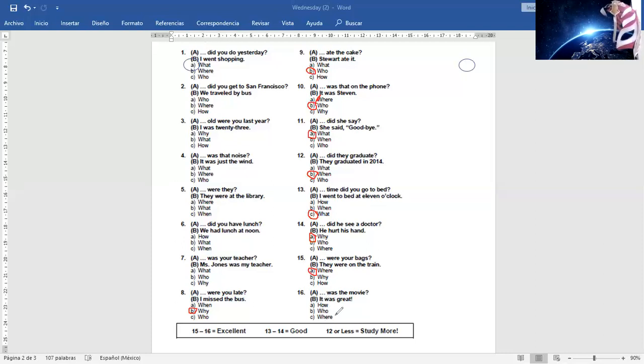And number 16: how, who, or where? According to the answer, it was great. It's how was the movie? ¿Cómo estuvo la película? It was great. Estuvo grandiosa. How was the movie? It was great.